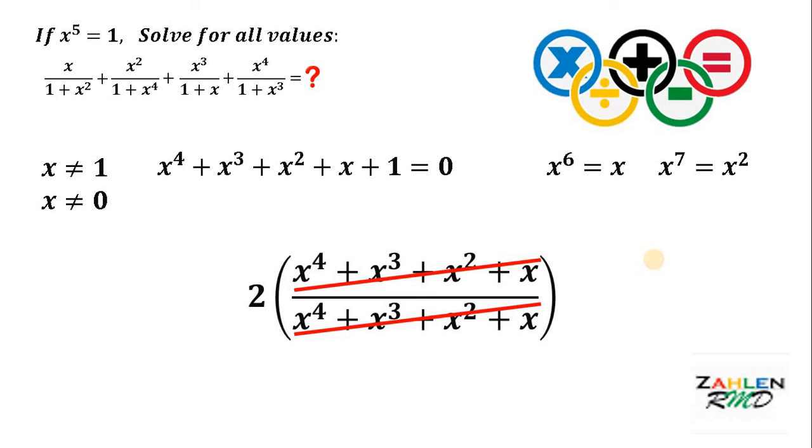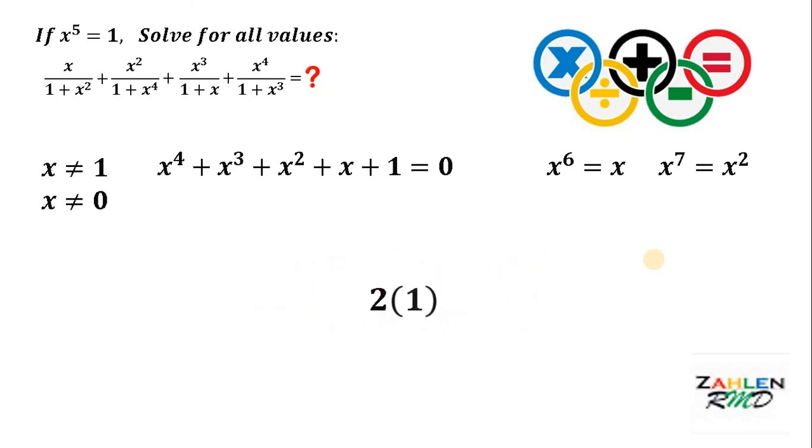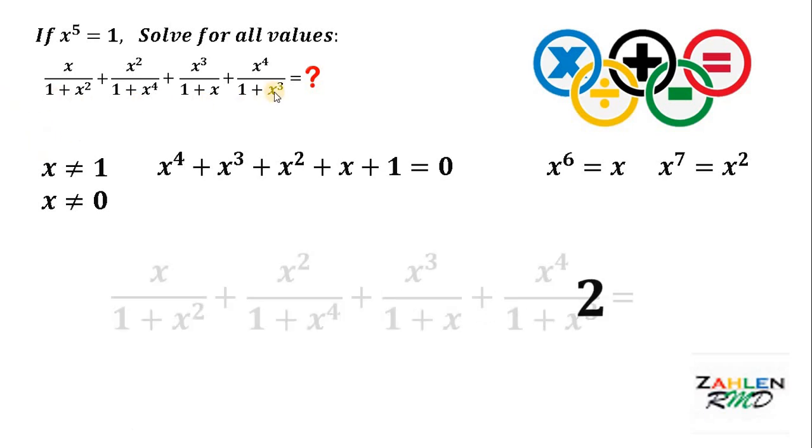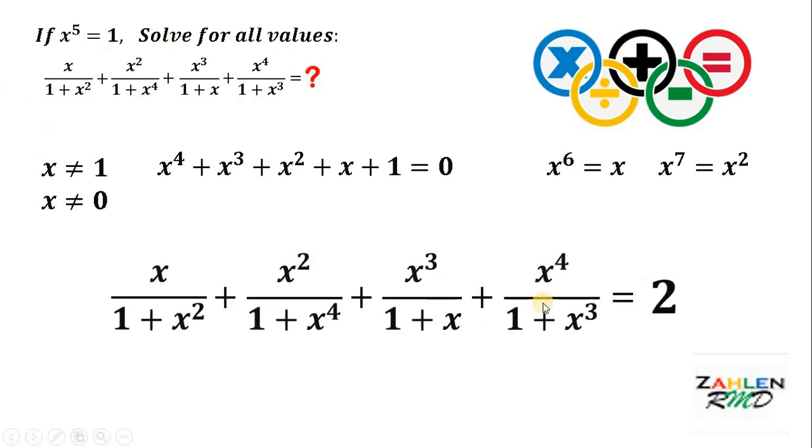And we get 2 times 1. And we can multiply 2 times 1 in our head. This is just equal to 2. Therefore, in the case that x is not equal to 1, we get the value of this expression is also equal to 2.